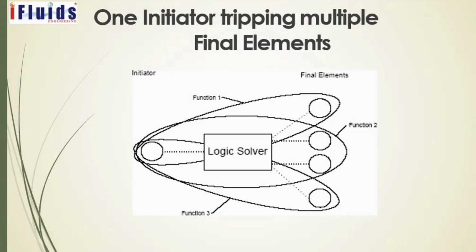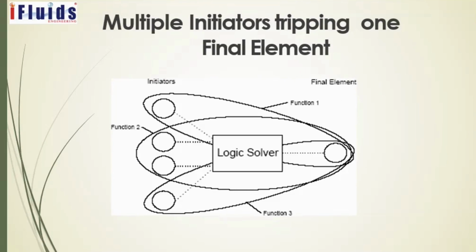One initiator tripping multiple final elements. You can see one initiator with a logic solver. The same initiator is giving signal to functions 1, 2 and 3. So what does it mean? Why do we show this? If one initiator fails, there is going to be a risk for all 3 functions.